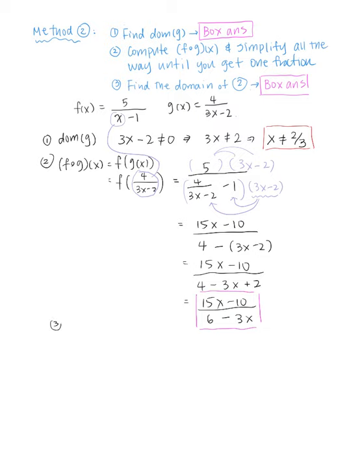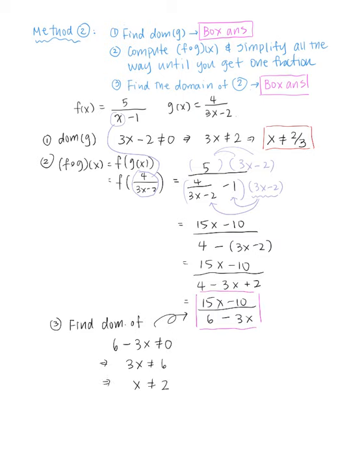So our step 3 is to find the domain of this result. So basically find the domain of this guy right here. Okay, so what's the restriction? Well, the bottom cannot be 0. So that implies that 6 minus 3x cannot be 0. So 3x cannot be 6. So that implies that x cannot be 2.